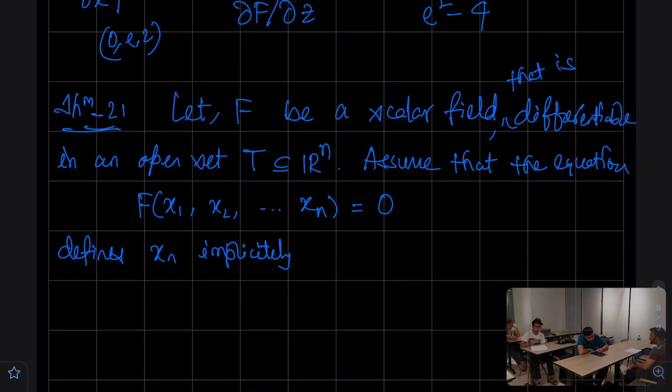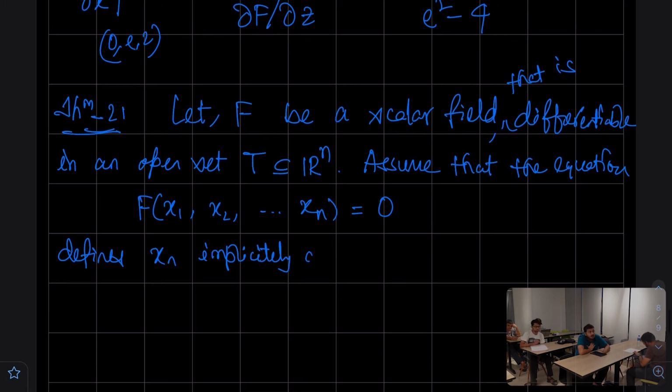If you're given an equation, you can always think that you can solve it for one variable. Theoretically, you can solve it for one variable. Practically, whether you can really express it depends on how good you are, or your computational prowess. Here we're trying to show that this is not necessary. We don't need to know the function.